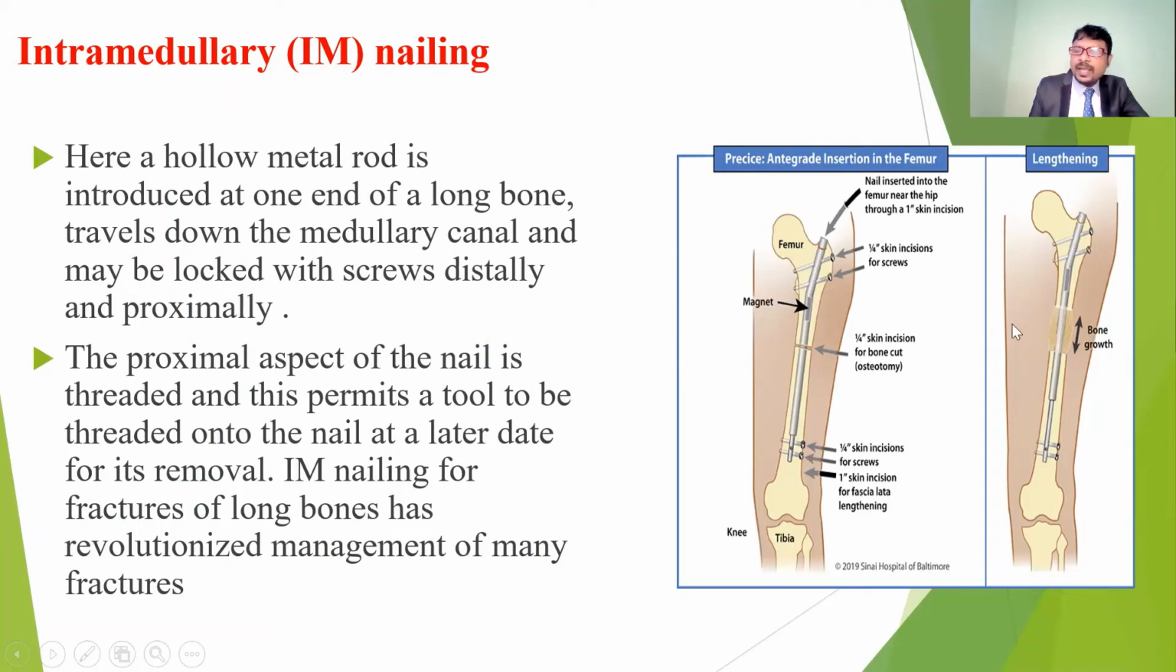In case of any bone loss, or if there is a distance between the two fragments, the healing process is connected with the medullary nailing. It leads to bone growth in between the two fragments. The proximal aspect of the nail is threaded, and this permits a tool to thread into the nail at a later date for its removal. After 1 to 1.5 years, after the healing process, they take the nail out easily.